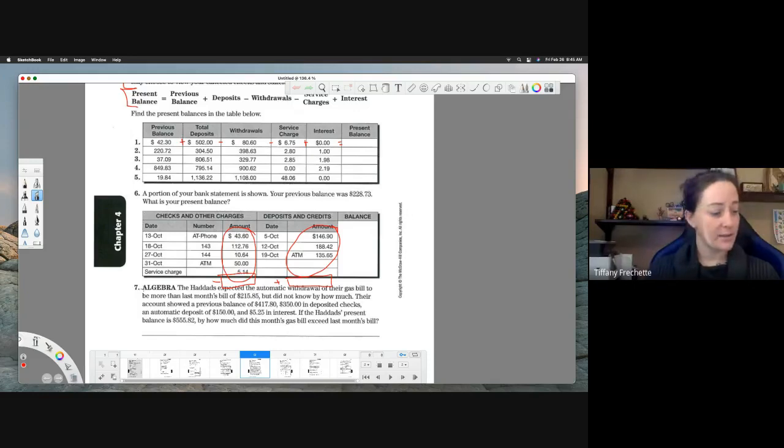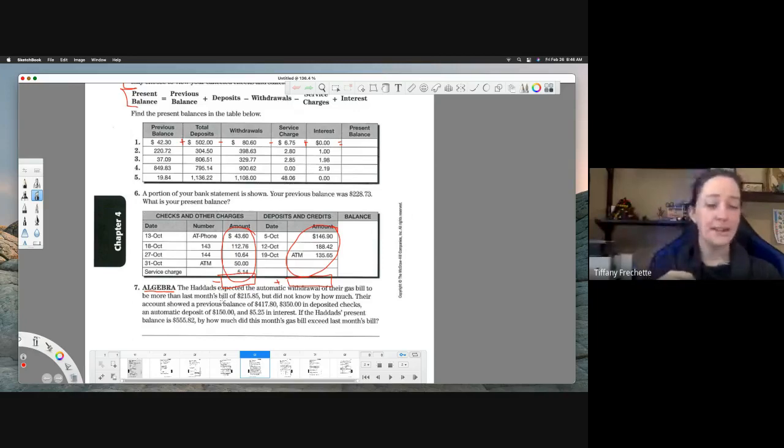All right, number 7. So this is our algebra one. Remember, algebra does not mean that it's going to be harder. It just means that we have to stop and think about it for a minute. What did we just learn? What formula did we just use? How do I apply that right here?